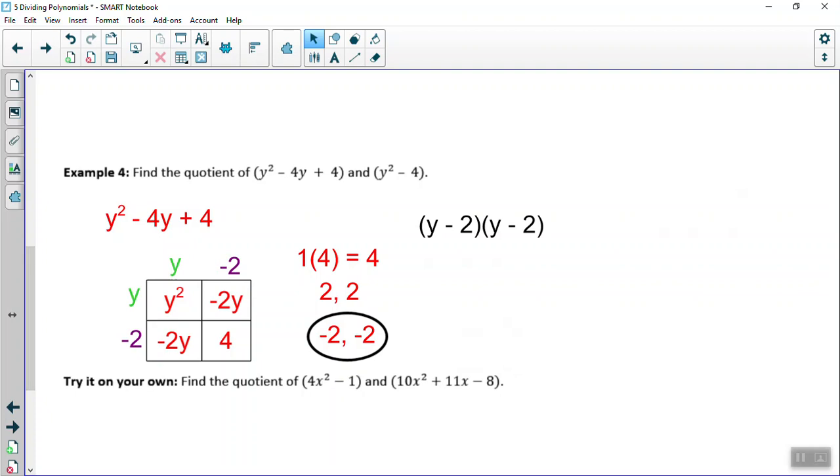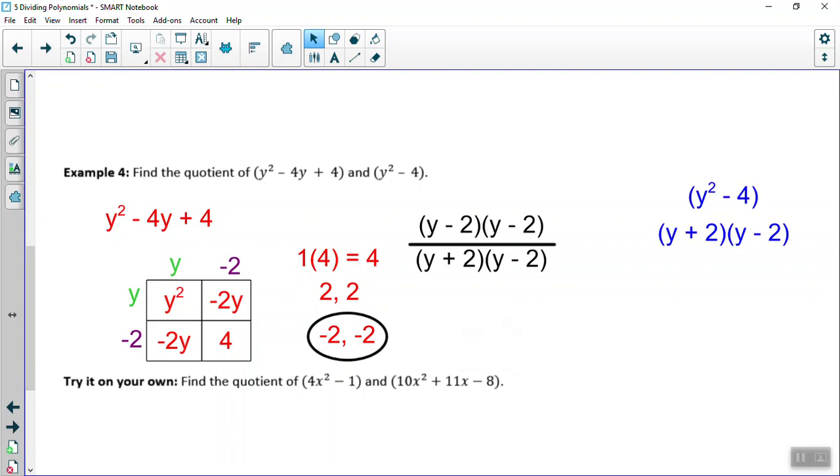Okay, let's factor out the denominator. This is one of those special cases. All right, it's a difference of perfect squares. Y squared and 4. So the square root of y squared is y. The square root of 4 is 2. So if we follow that pattern, it's y plus 2 and y minus 2. Right, that's going to come down here to the bottom.